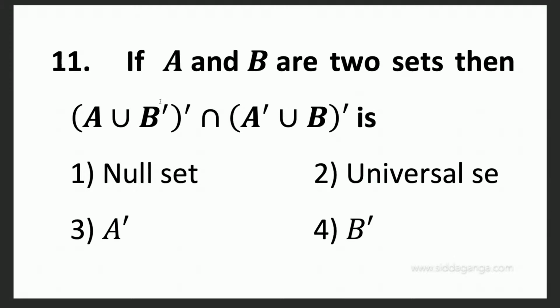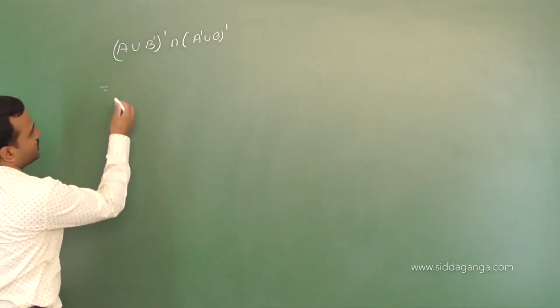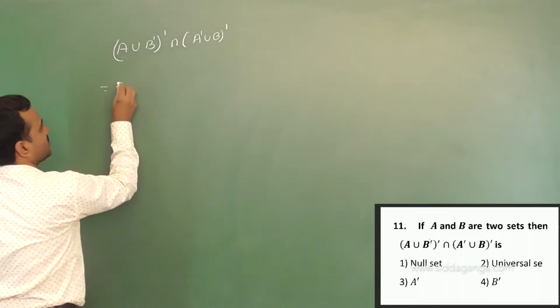If A and B are two sets, then A union B whole dash intersection A dash union B whole dash is equal to null set, universal set, A dash, or B dash. We will solve by De Morgan's law.